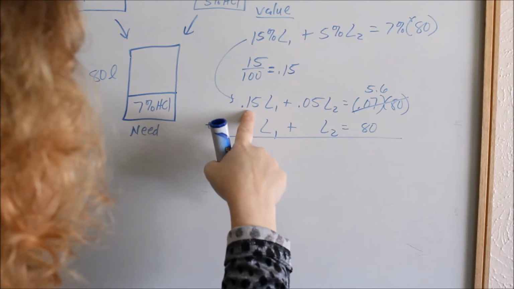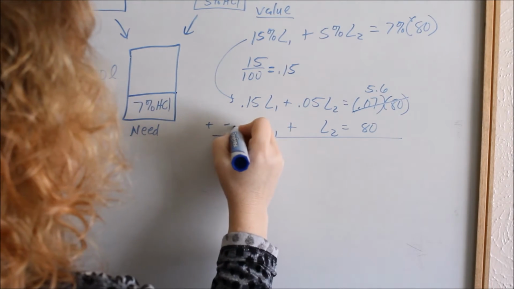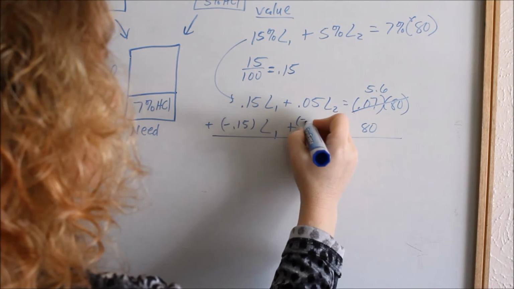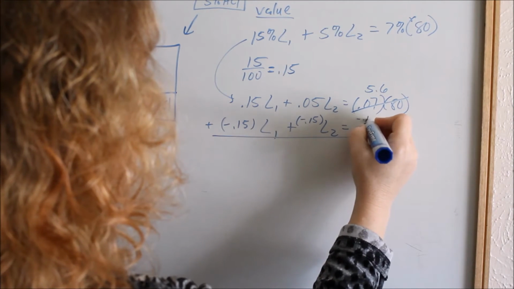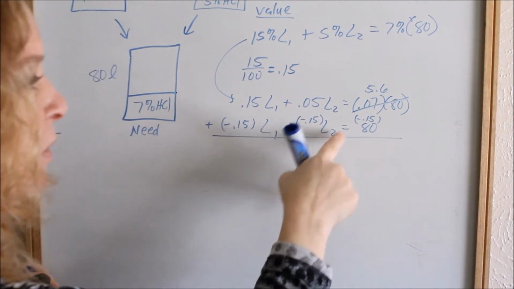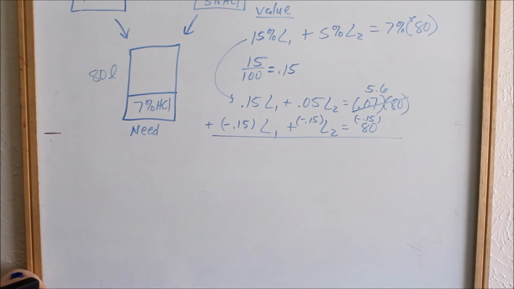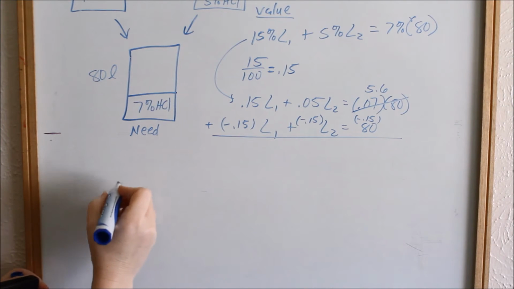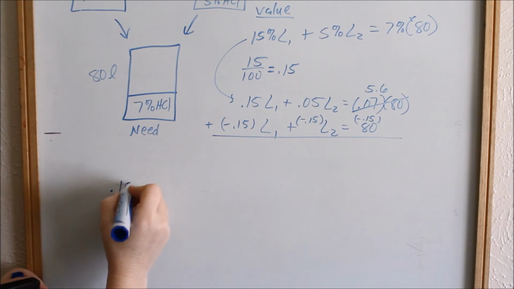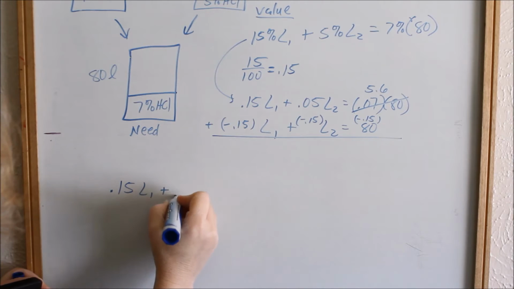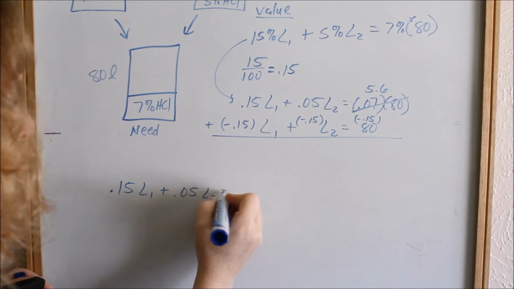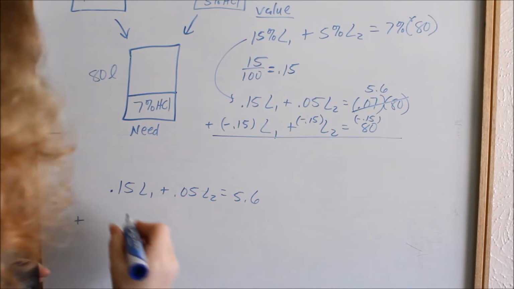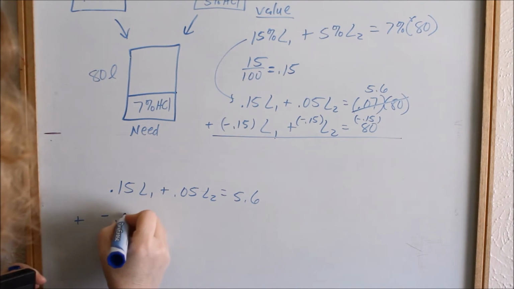Well, if this is a positive 0.15, then I need to have a negative 0.15 multiplied to it, which means I have to multiply everything by a negative 0.15. I use my parentheses to remind myself I am multiplying. Okay, so I'm going to rewrite my equations. So here I have 0.15. This is my top equation. I didn't change it at all. Equals 5.6.